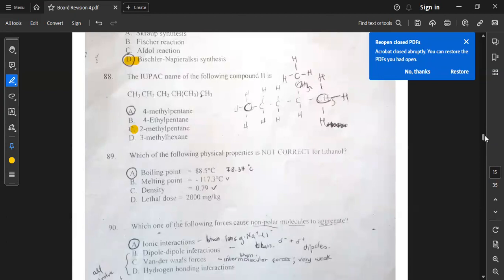Number 89. Which one of the following physical properties is not correct for ethanol? The melting point, the boiling point, the density, or the lethal dose? Which one is not correct for ethanol?